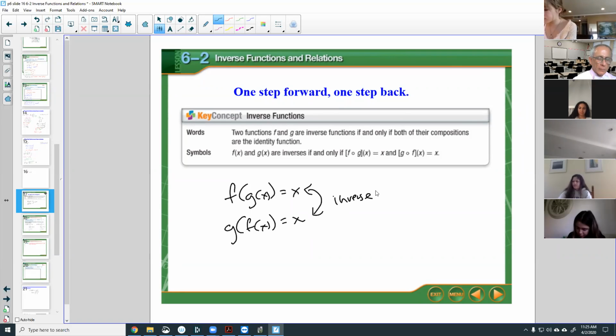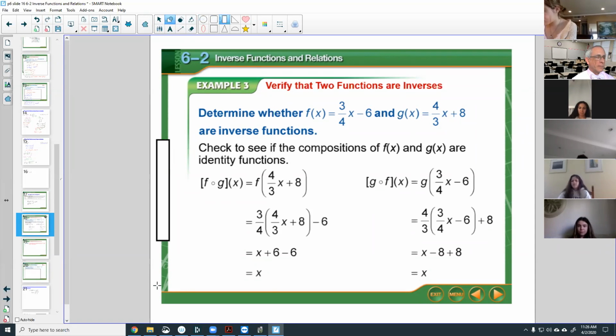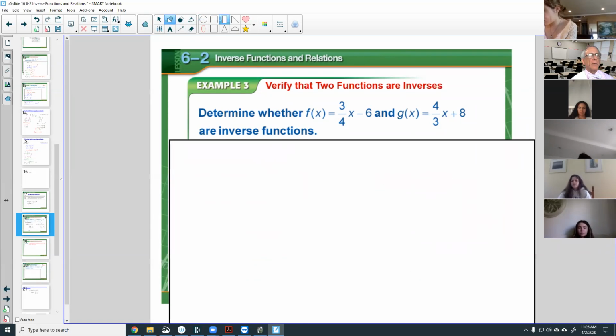So let's take a look at a problem. I want to verify that these two functions are inverse. Let's hide this stuff so that we can do it together. But by the way, you know that the test on this was put off till Wednesday, right? We're not having it on Monday. It'll be on Wednesday.